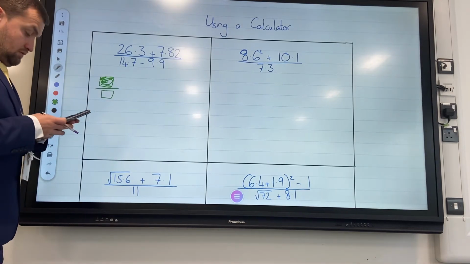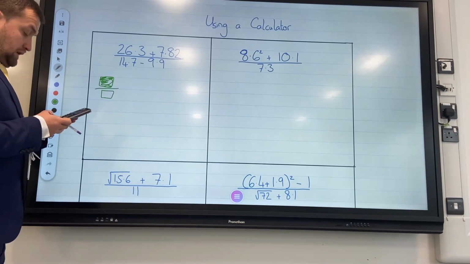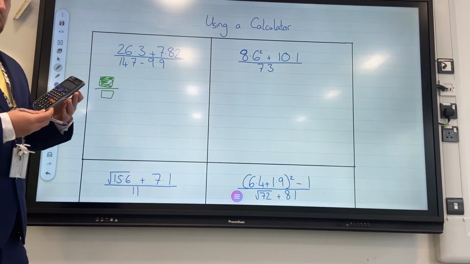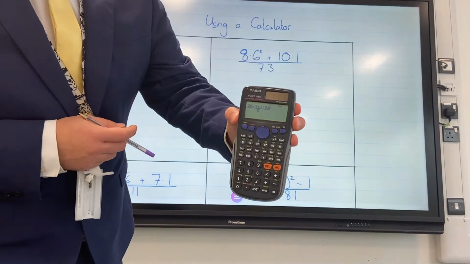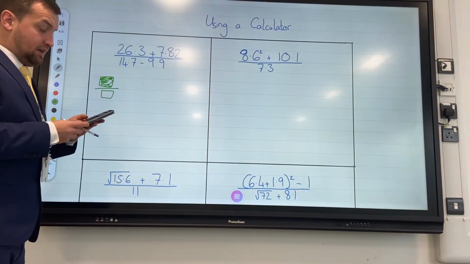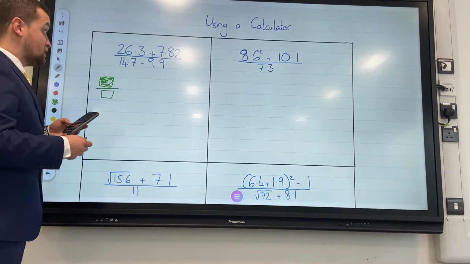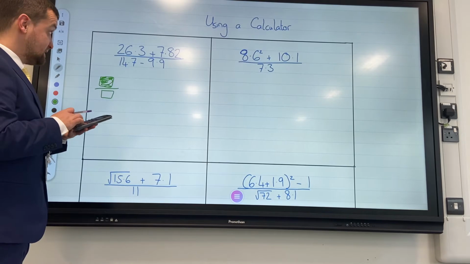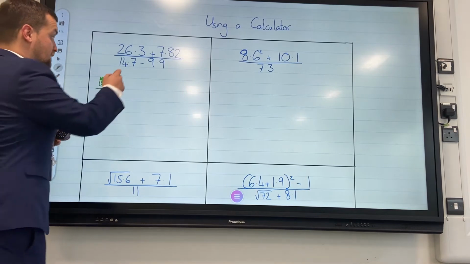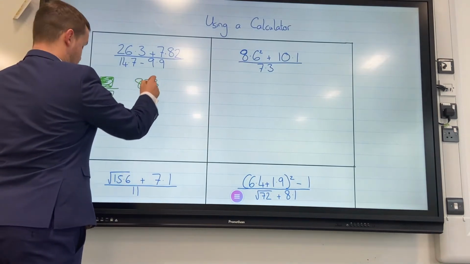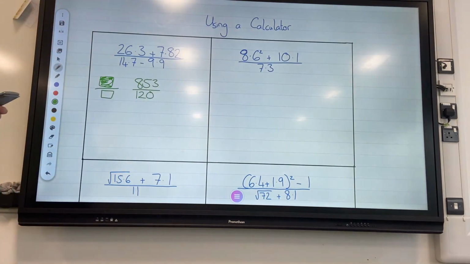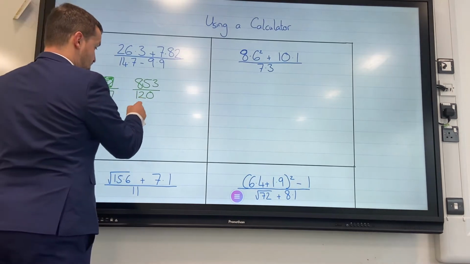And you're going to type in 26.3 plus 7.82, okay? And it will look something like that. I hope you can all see that, okay? Then you're going to press the down arrow, okay, and the line will now be on the bottom of the fraction, on the denominator. You're then going to type in 14.7 minus 9.9, and it'll come out as 853 over 120.